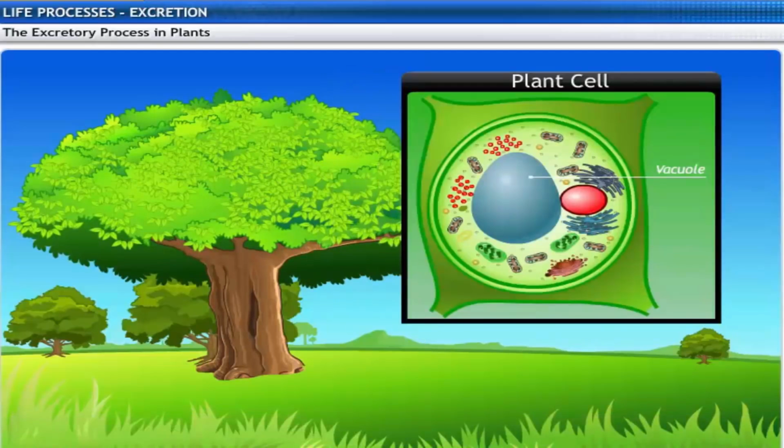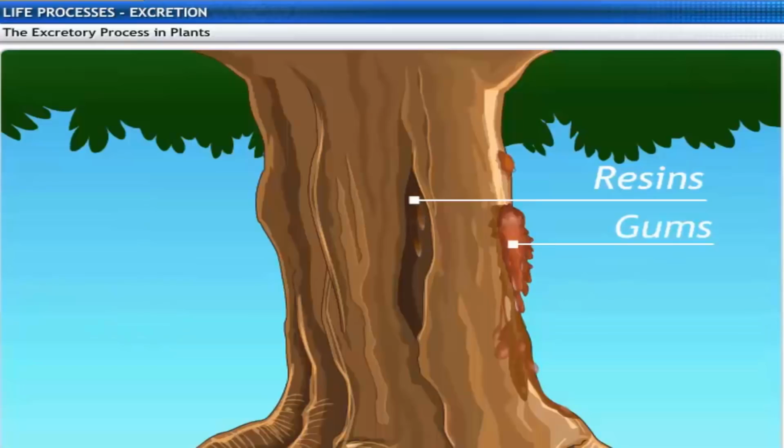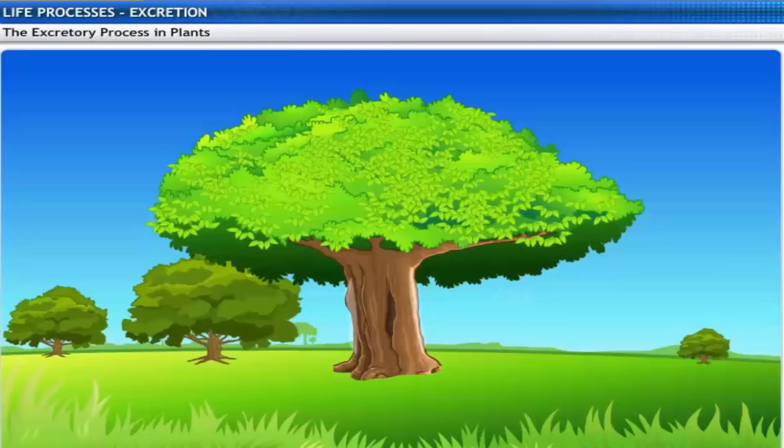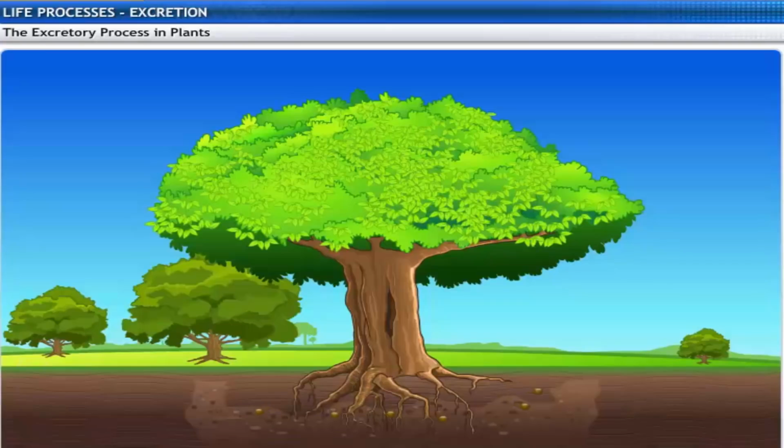Many plant waste products are stored in the vacuoles of cells. Waste products may be stored in leaves that fall off. They may also be stored as raisins and gum, especially in old xylem. Other wastes include dead plant tissues like cork. Plants also excrete some waste substances into the soil around them.